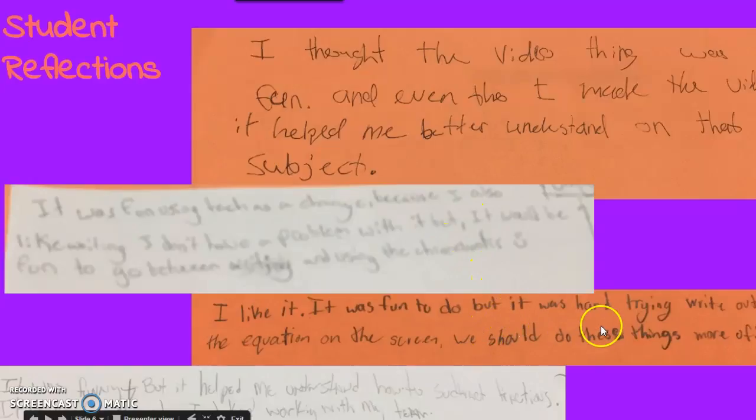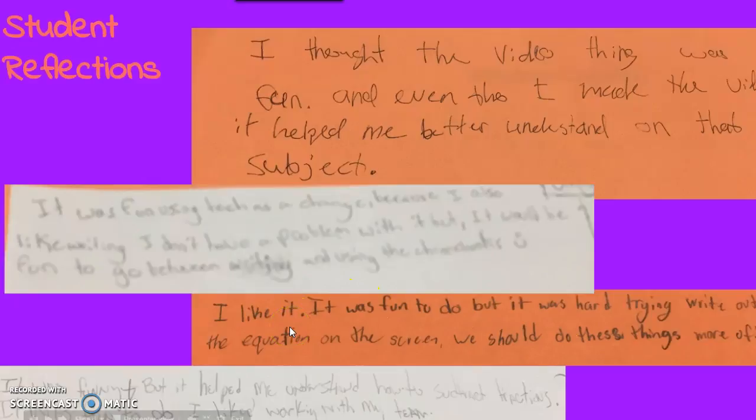You can see it was hard for them to write out with the screencast on the Chromebooks because they didn't have mice, so they had to use the little finger pad thing, and so that was difficult to do while talking at the same time.